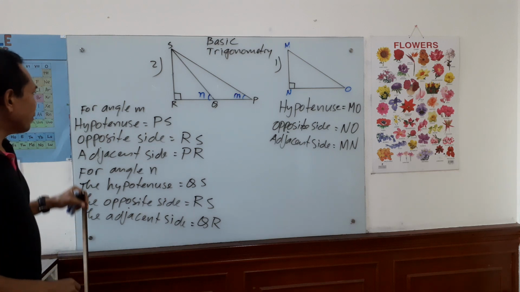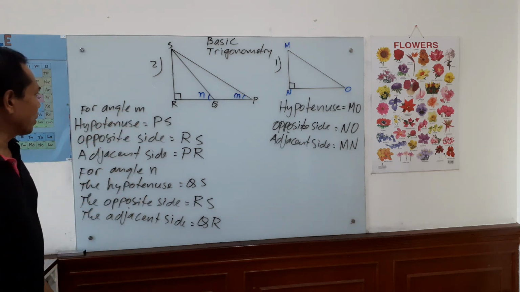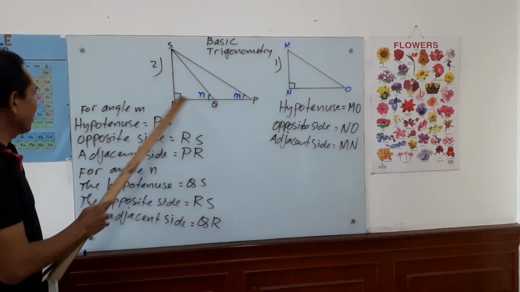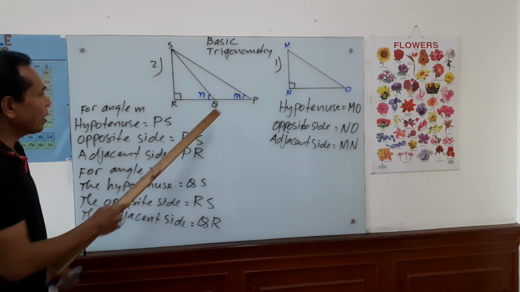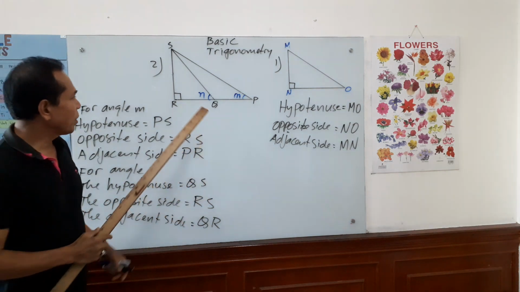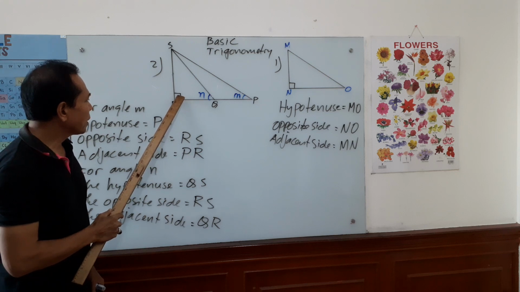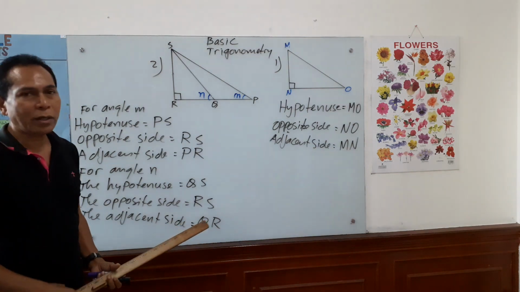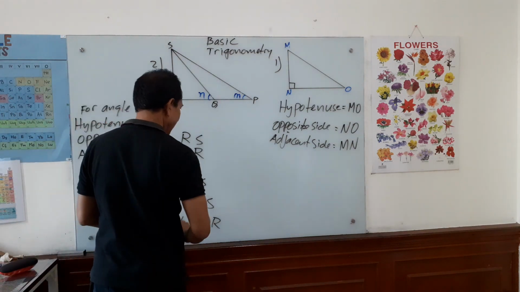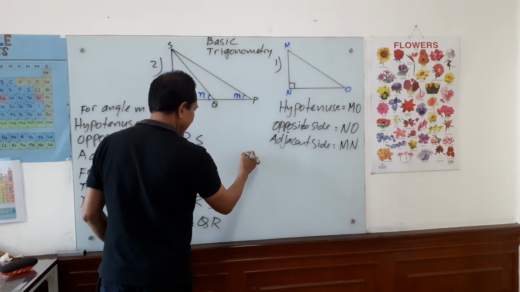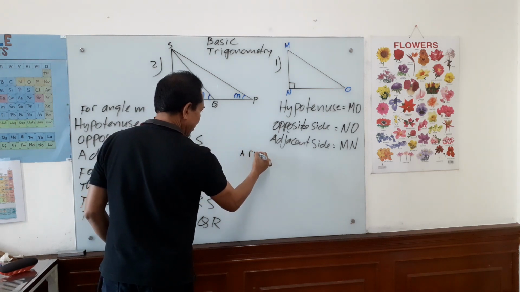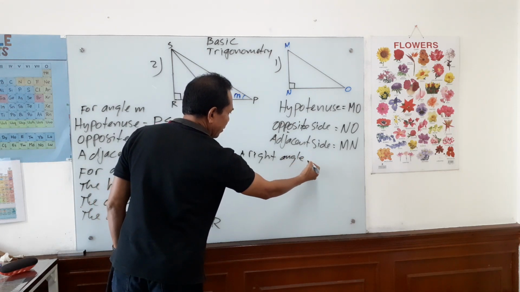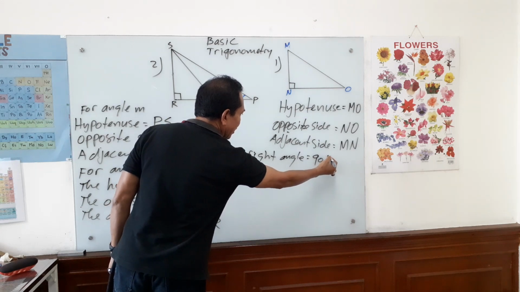Okay. We go through this one more time. For this figure here, which consists of two triangles, for angle M, we have angle M here. And I want to remind you children, every time when you see a sign like this, in here also, it means that is a right angle. A right angle is 90 degrees, okay?